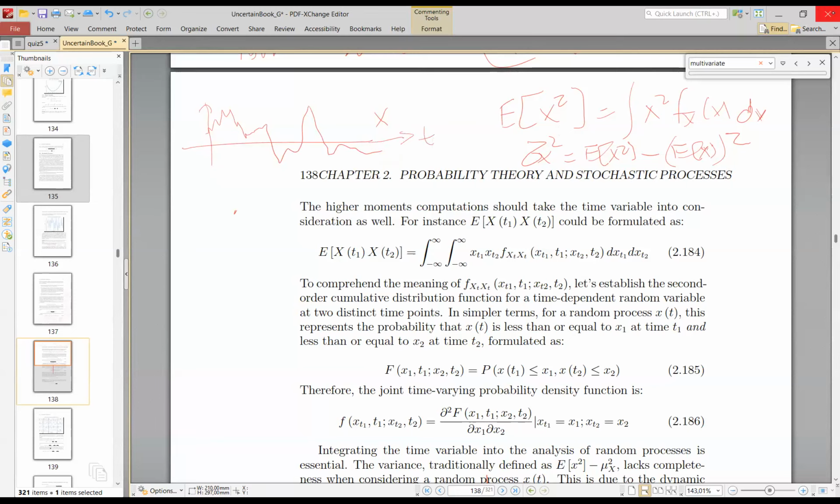So the general expression of the second moment when we have a time signal must be in this form: the expected value of x at t1 times the same x but at a different time t2. So we have x at t1 times x at t2. This form is called the autocorrelation of the signal x of t.